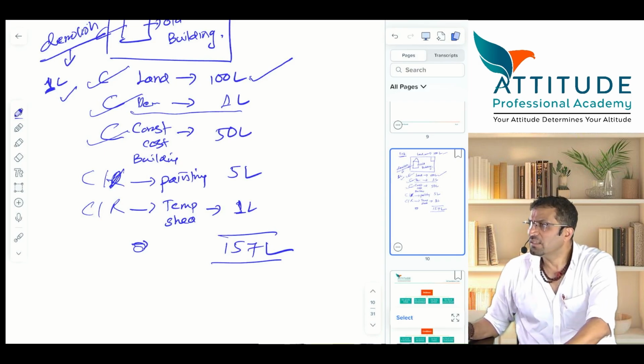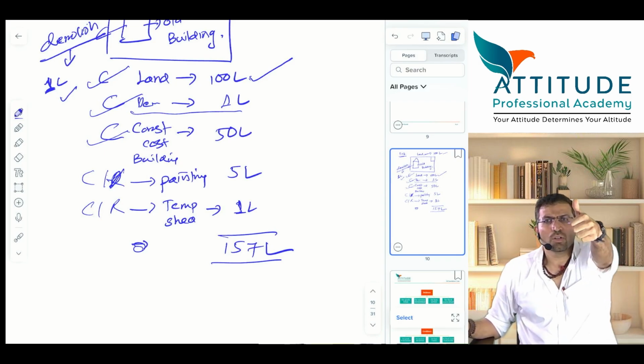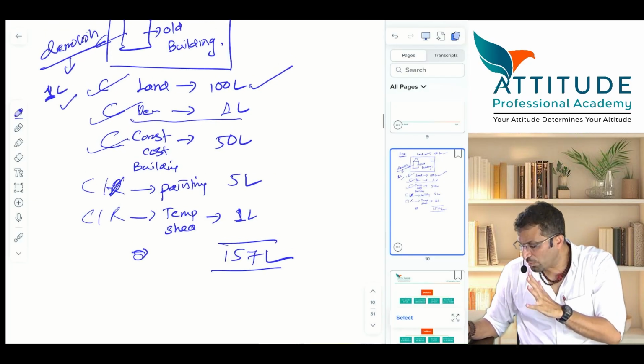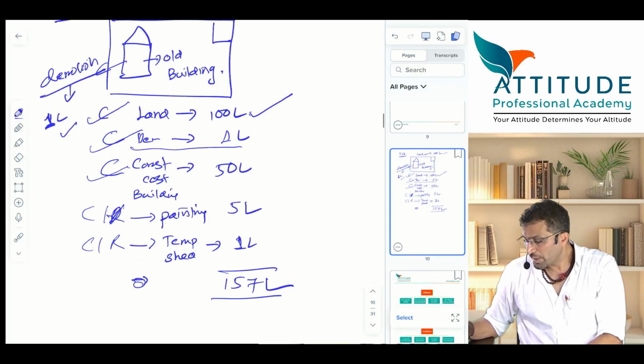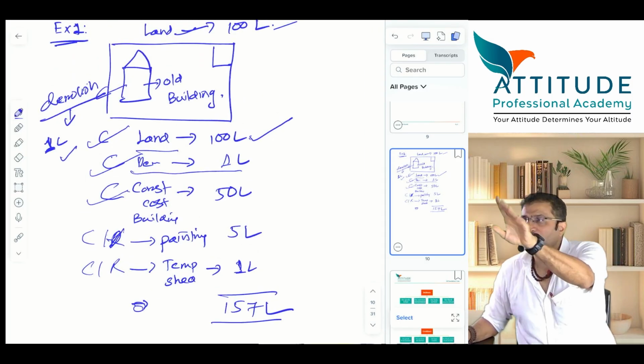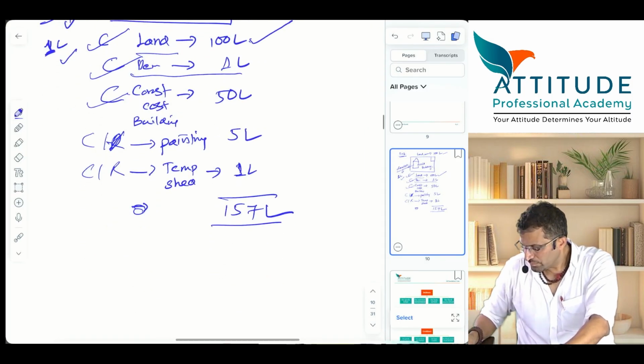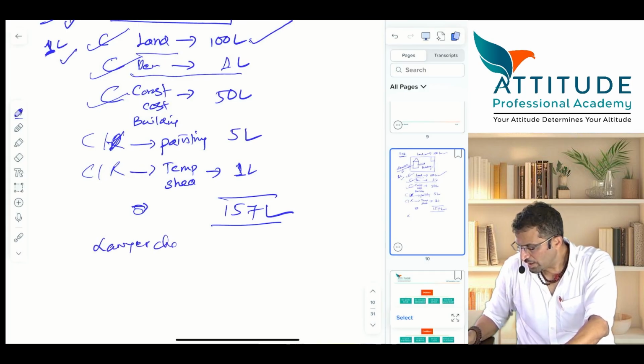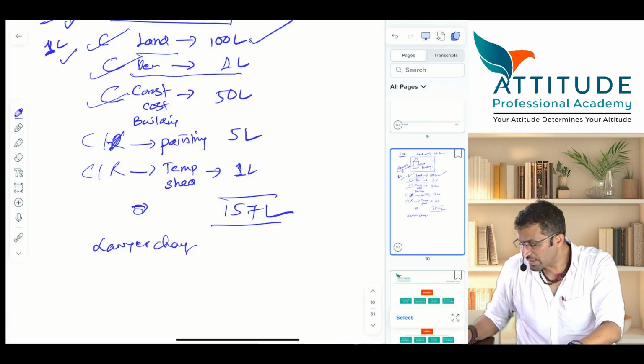समझ में आ रहा है? Hello? Clear? Okay. Now I'll add one more. Let me see how many of you can answer this. When you want to purchase that land, will you take the advice of a lawyer? Lawyer charges. Tell me. He charges 2 lakhs.